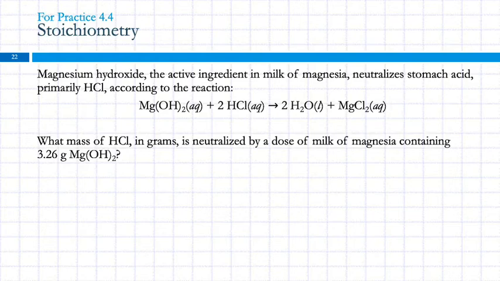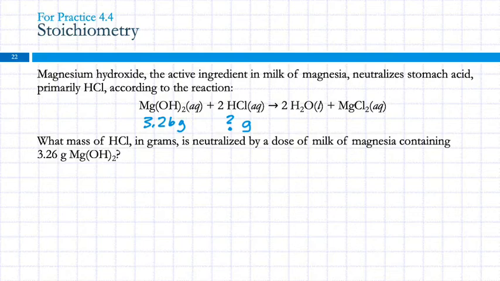Well, this first bit up here is just backstory to try to make it interesting. We don't need any of that. We need the chemical equation, and we need the question here: mass of HCl in grams, and this mass of Mg(OH)2. So under Mg(OH)2, I'm going to write 3.26 grams. And under HCl, I'm going to write question mark grams. I'm identifying what I'm starting with and what I'm ending with.